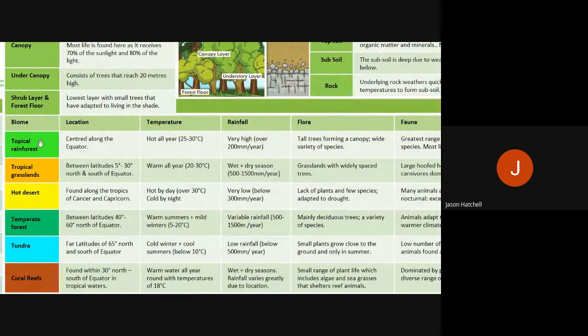So obviously, tropical rainforests. We know from Mr. Unite's explanation earlier that they are centered across the equator, the Tropic of Cancer and Capricorn. We know that their temperature goes up to about 30 degrees Celsius, and it's pretty constant throughout the year. We know that the rainfall is very high throughout the year, and it's generally over 2,000 millimeters per year. That says 200. It actually should be 2,000.